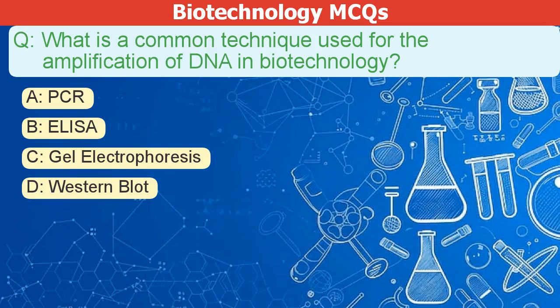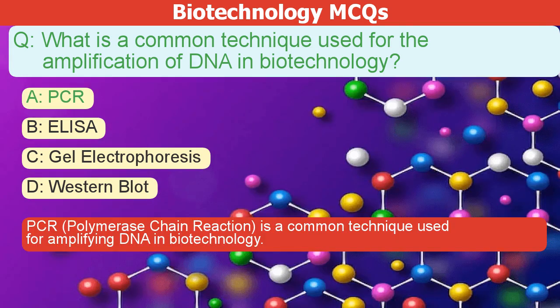What is a common technique used for the amplification of DNA in biotechnology? A. PCR. B. ELISA. C. Gel electrophoresis. D. Western blot. The correct answer is A. PCR, polymerase chain reaction, is a common technique used for amplifying DNA in biotechnology.